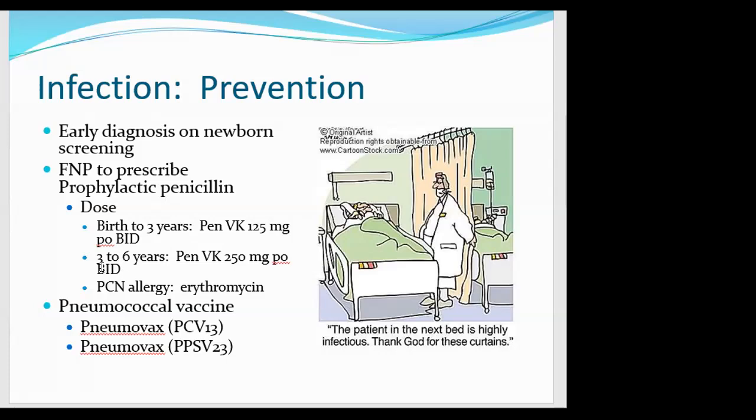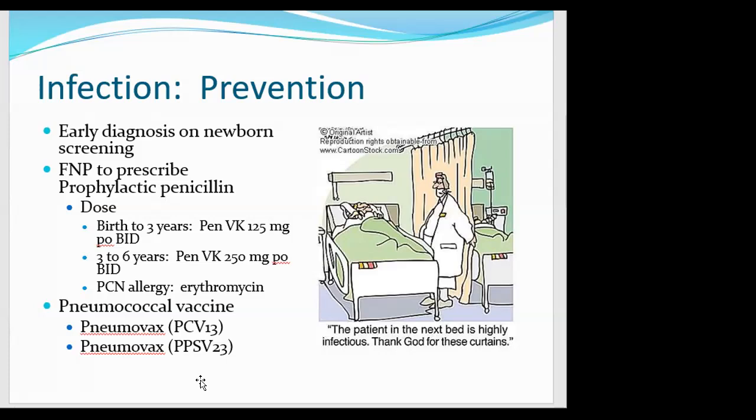After 3 years of age, when they turn three, from 3 to 6 years, we want to increase that dose to 250 milligrams BID. If they have a penicillin allergy, we can do something like erythromycin. We also want to make sure when you talk about immunizations, we want them to have all of the normal pediatric immunizations recommended by the CDC. However, there are two vaccines that these children will get that children without increased risk for sepsis will not be getting. They will be getting the Pneumovax.